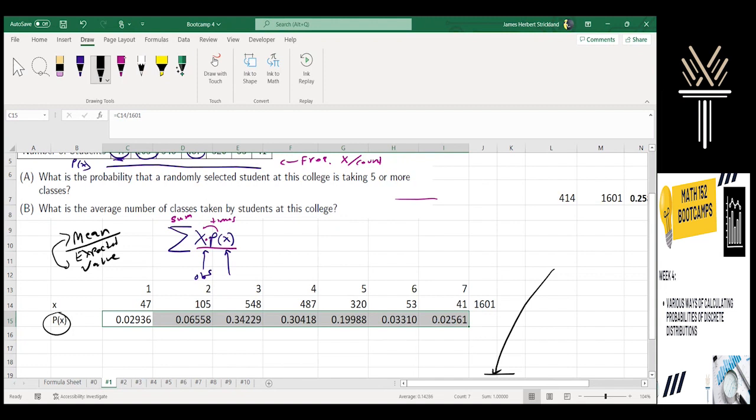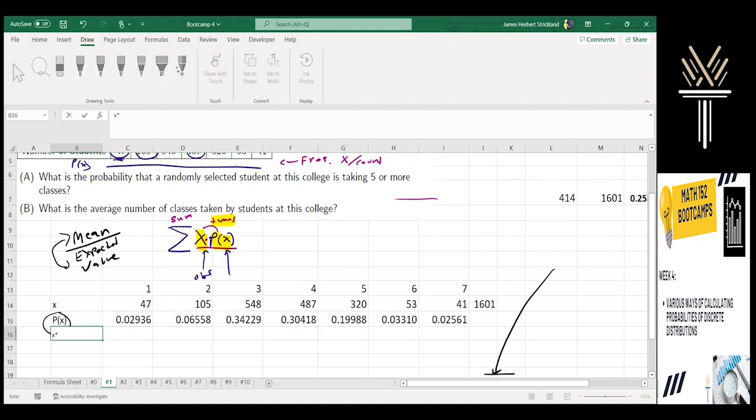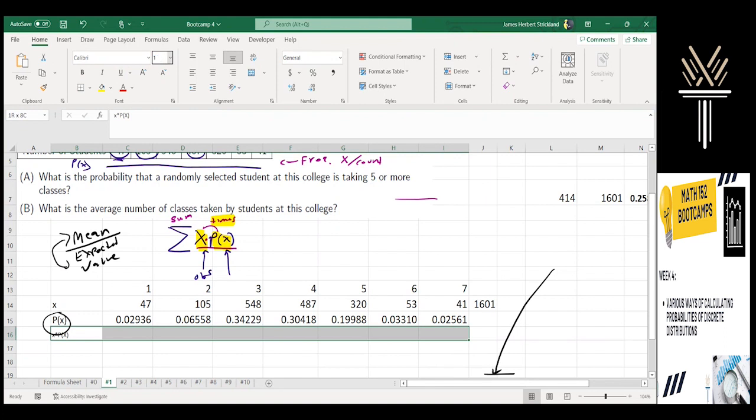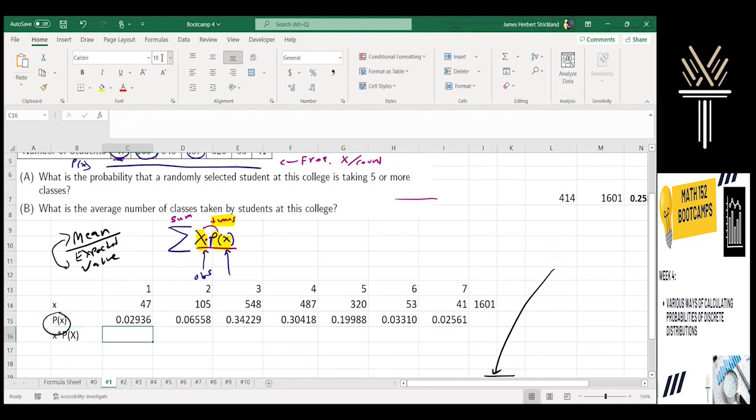So we found the X, or it was given to us really, but we found P of X. And so now we hit the times, because you times before you add, right? That's order of operations. So just make some notes. We're going to do X times P of X. James is going to increase his font. Okay. And so we need to do X times P of X. So this 47 is the X times the 0.029 number.